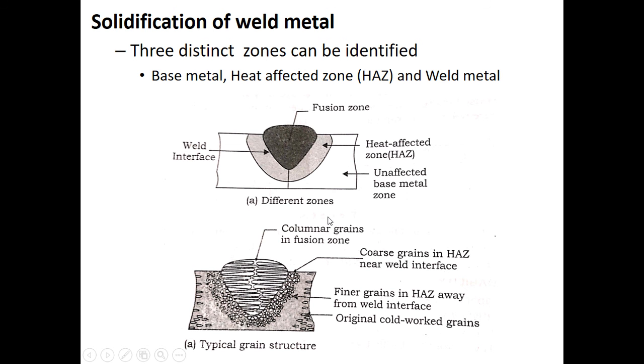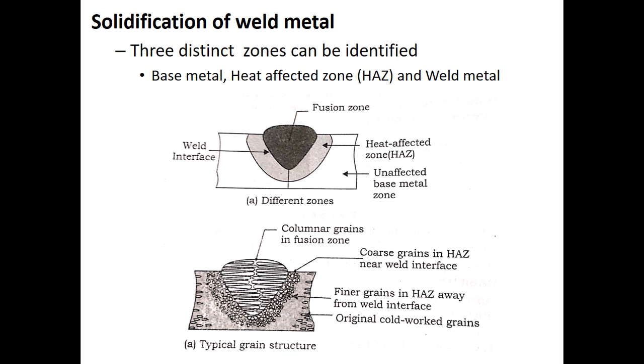Now again, this heat affected zone is one of the very important zones which you need to study in detail. Why? Because during the welding process, some portion of the base metal is heated to a higher temperature, not to the melting point, just below the melting point. Above the melting point takes place at the central zone. So below the melting point and then slowly cooled, this region of base metal is called the heat affected zone, or HAZ.